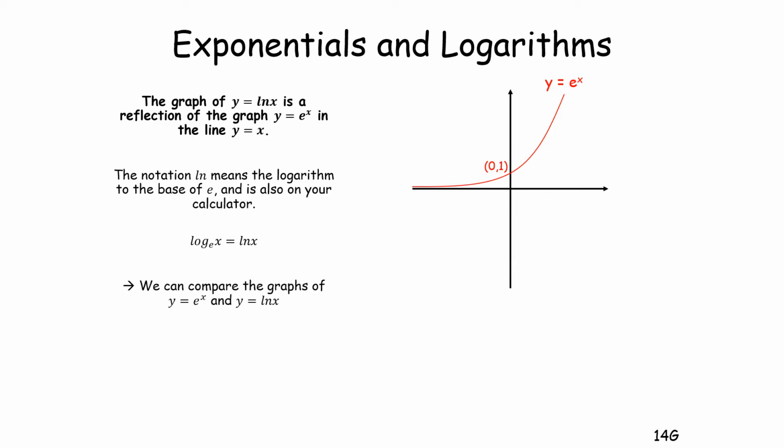Now we can compare the graphs of y equals e to the x and y equals ln x. If we draw the reflection line y equals x and reflect this, we get this graph here, y equals ln x. So if e to the x goes through the point (0, 1), ln x will go through (1, 0). You can see here the domain and range, or the coordinates (0, 1) and (1, 0). You can see the pattern here.